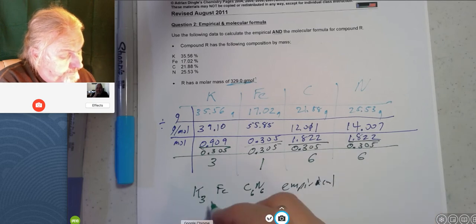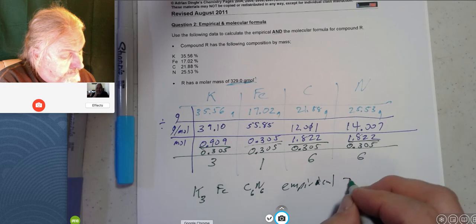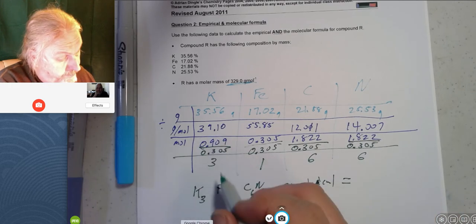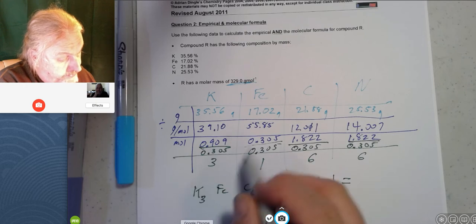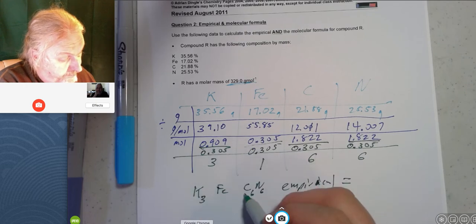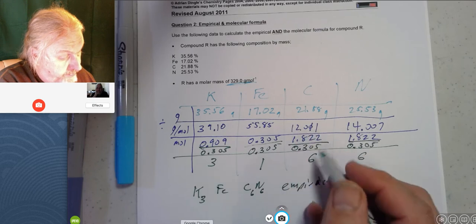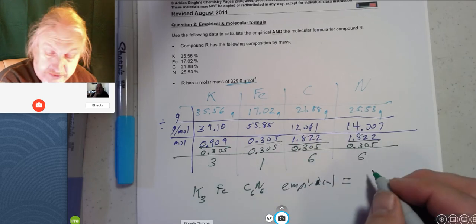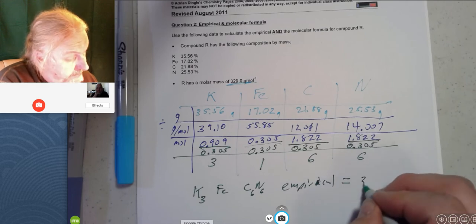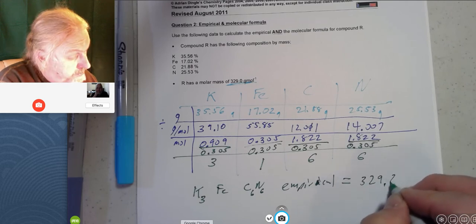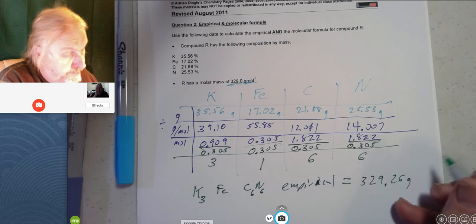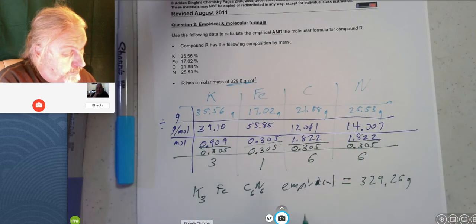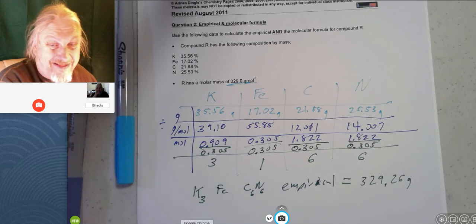Now, if I get the molar mass of all these, I have 3 times 39.1 plus 1 times 55.85 plus 6 times 12.011 plus 6 times 14.007. I've already done it. I come up with 329.26 grams per mole. So the molar mass is 329. That means somebody checked it out, and that's how much it weighed.